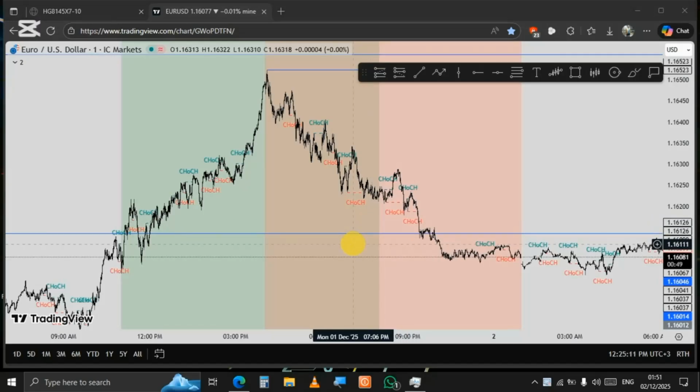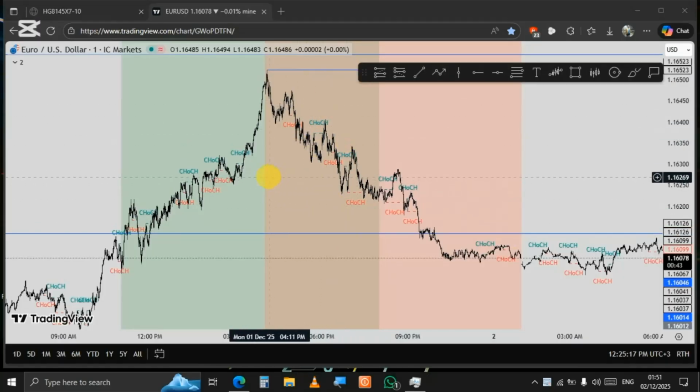Now here, this is my New York session. Where you see this brown color, this marks the start of my New York session. Right now in Uganda, that's 4 p.m. So when you come to your chart, this is the New York session.